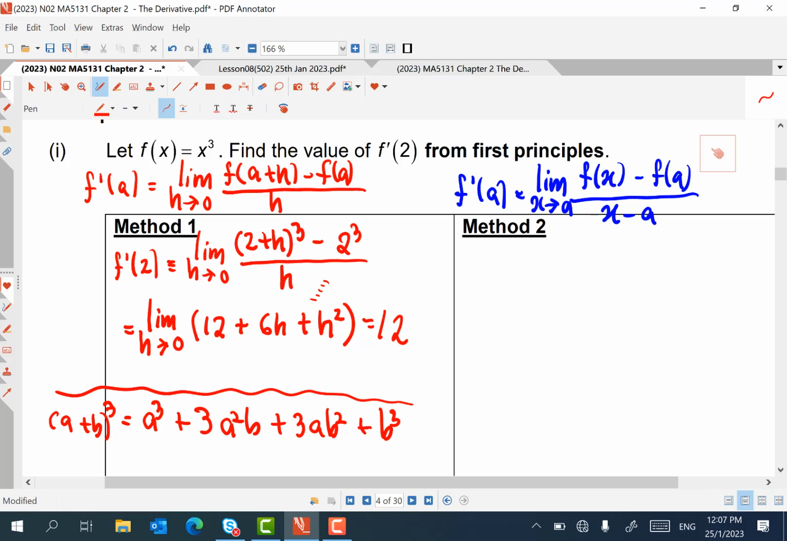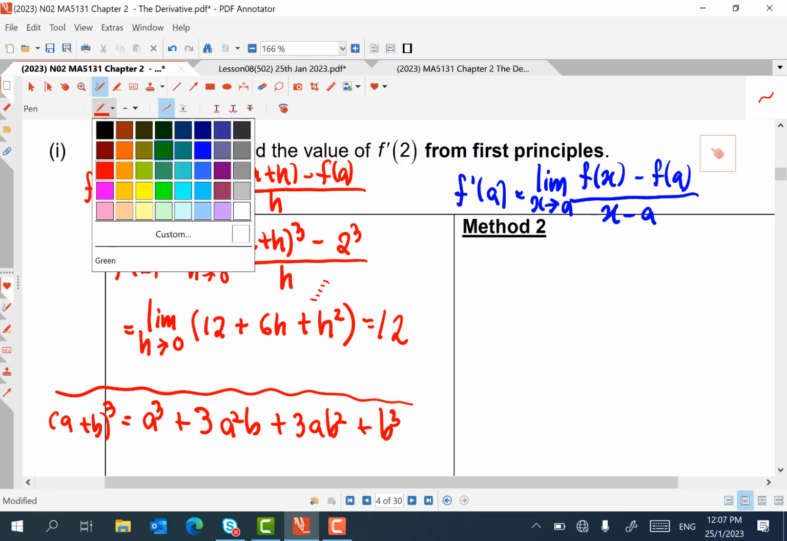If you get it correctly, that's great. If you make a careless mistake, then you're in trouble. I prefer to expand it nicely in exam. Okay. Now on the right hand side, let's do it in blue.